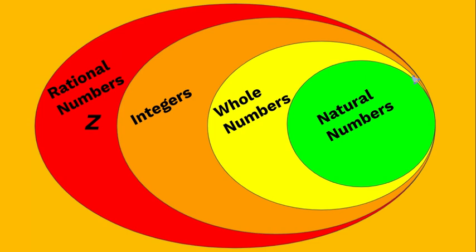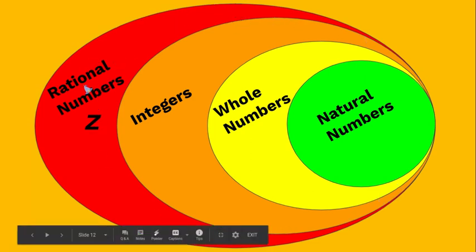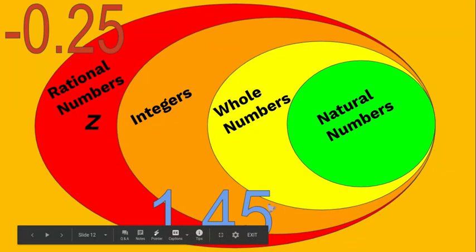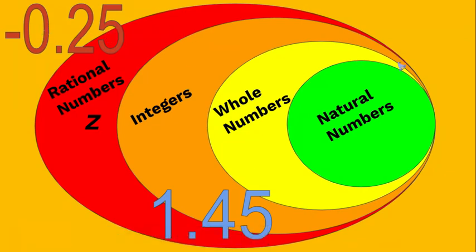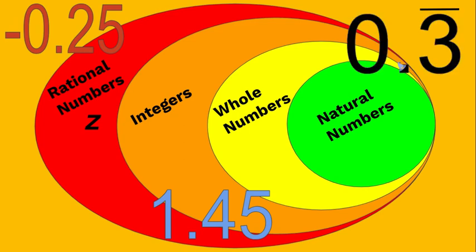Okay, and then our very last set that we talked about, rational numbers. Rational numbers are all the way up here. They're represented by things like 1.45, -0.25, 0.3 repeating. Remember that line I was talking about? If that line is above the number, that means it's repeating. 0.3 repeating is 1/3, so it can be written as a fraction. So that's why it is a rational number.